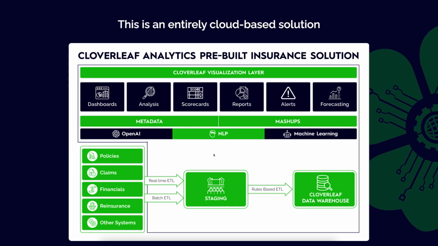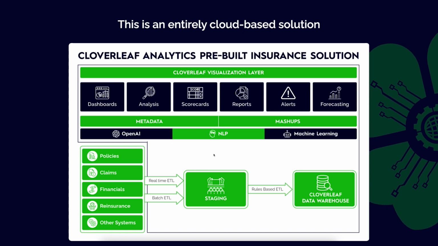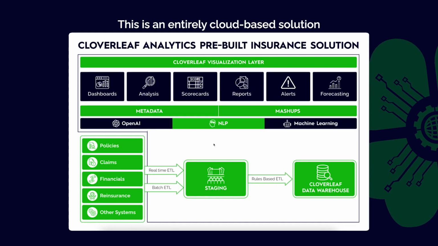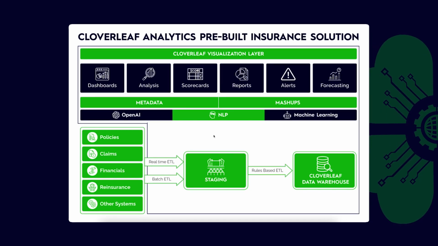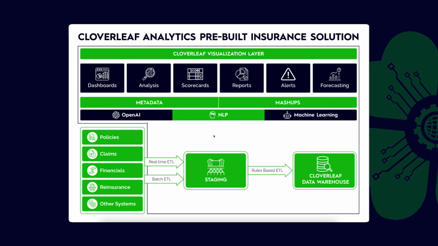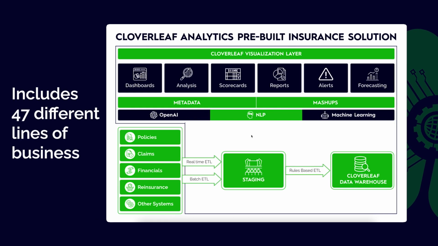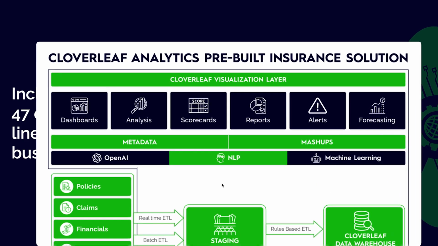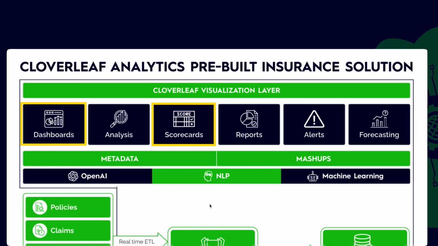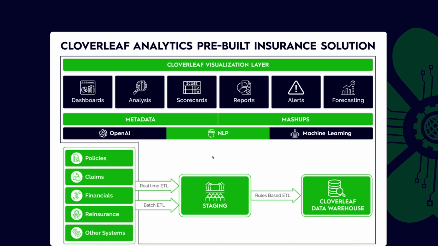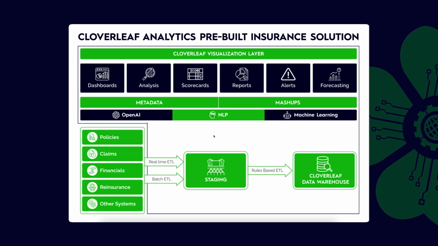Now, this is an entirely cloud-based solution, no desktop applications needed. It's built from the ground up to handle P&C insurance as well as workers' comp. That includes 47 different lines of business. Now, out of the box, you get 200 plus dashboards, scorecards, reports, as well as OpenAI, natural language processing, machine learning, and much more. And we'll cover some of that later in our demo.